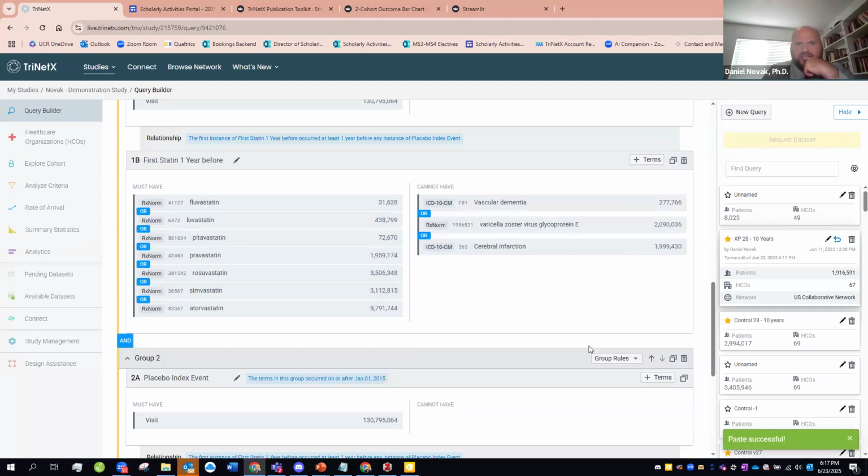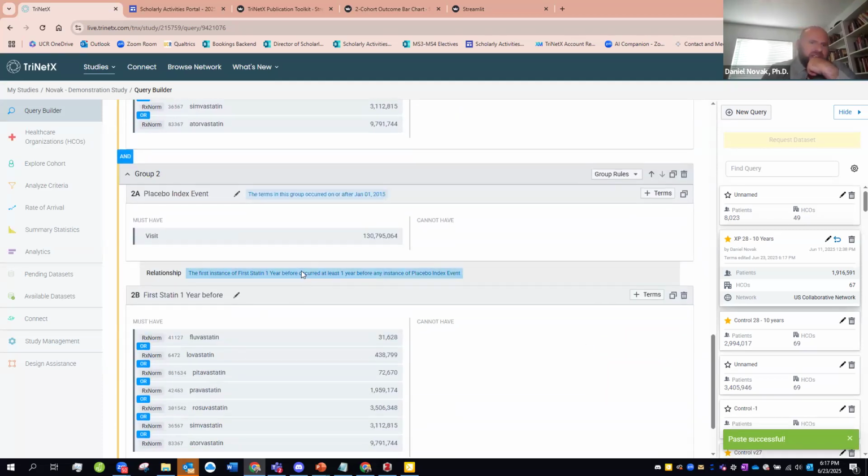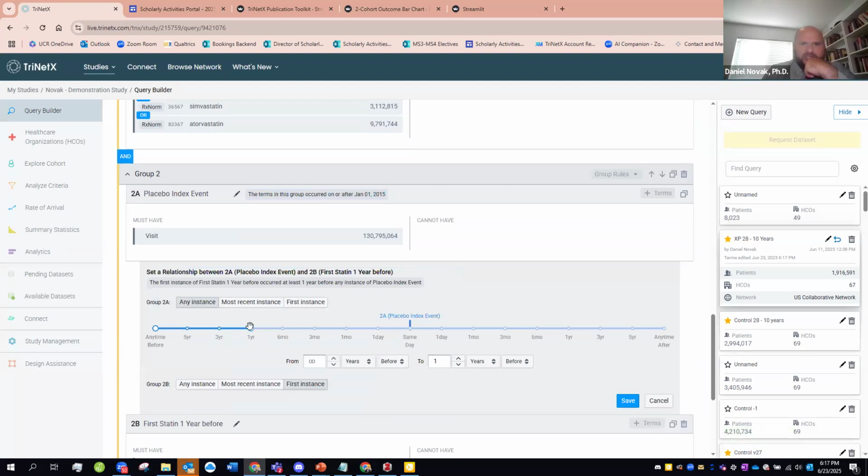So when you paste it, it just makes a copy, and then you can change it. Let's say you wanted to include people who'd had a statin for anywhere up to 6 months after their visit. You could easily do that as well. I'm not sure why you would, but you could.